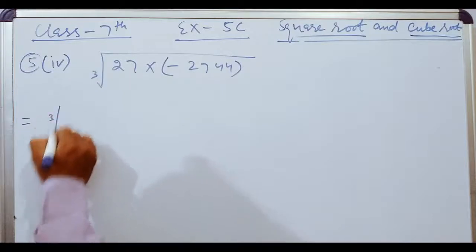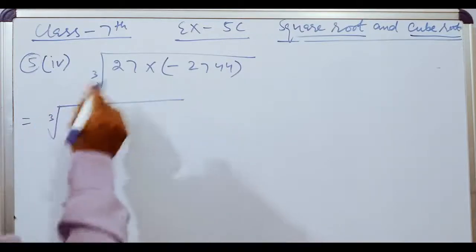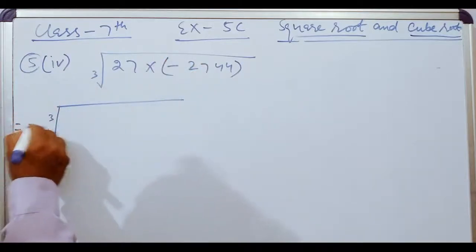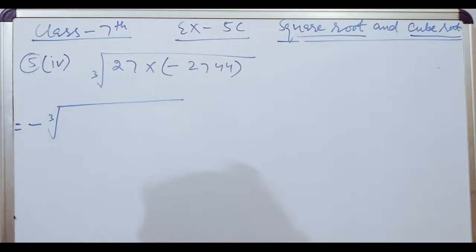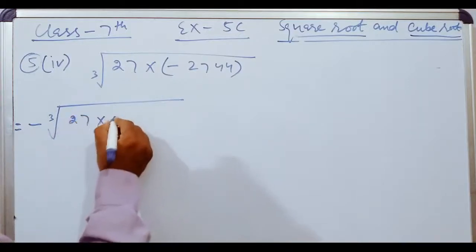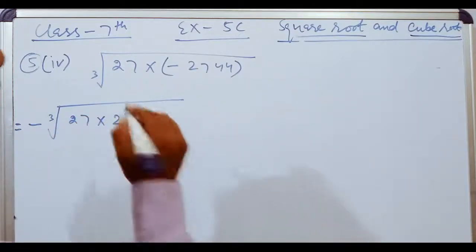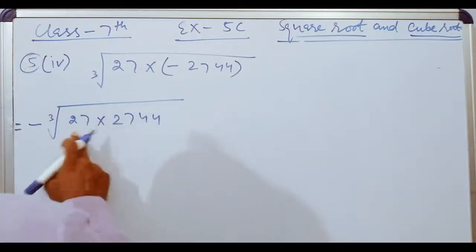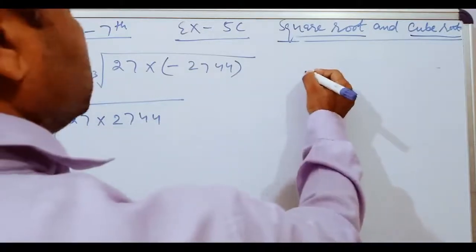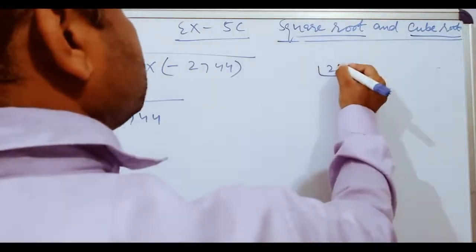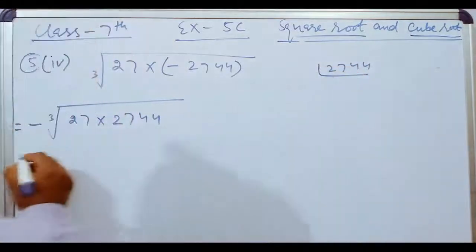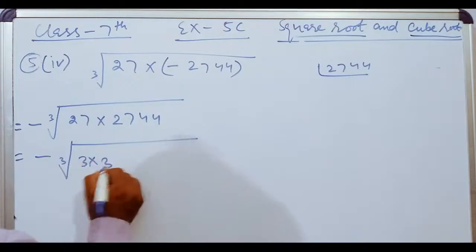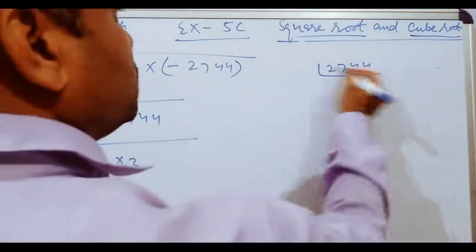So dear students, the cube root of a negative number is always negative. So you can write the minus sign first. 27 into 2744. Now, you know the factorization of 27, and 2744 you will find, and this we can write directly. Cube root, 3 into 3 into 3, and this one you divide by 2.